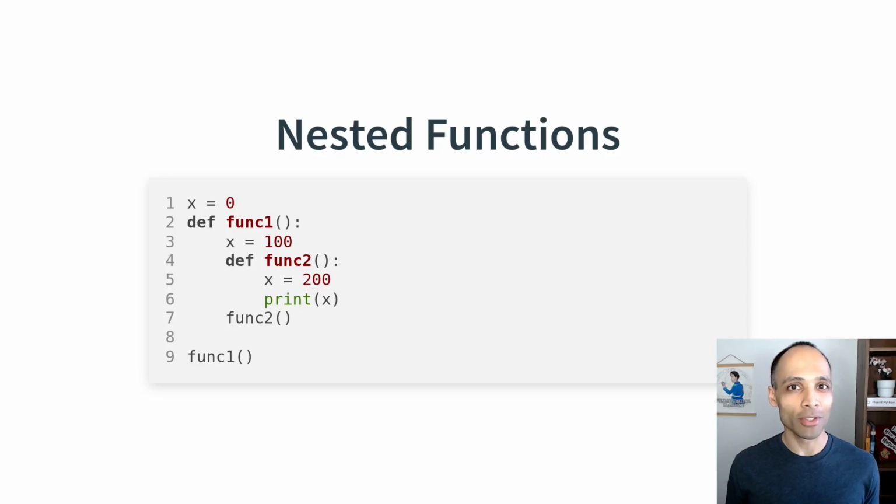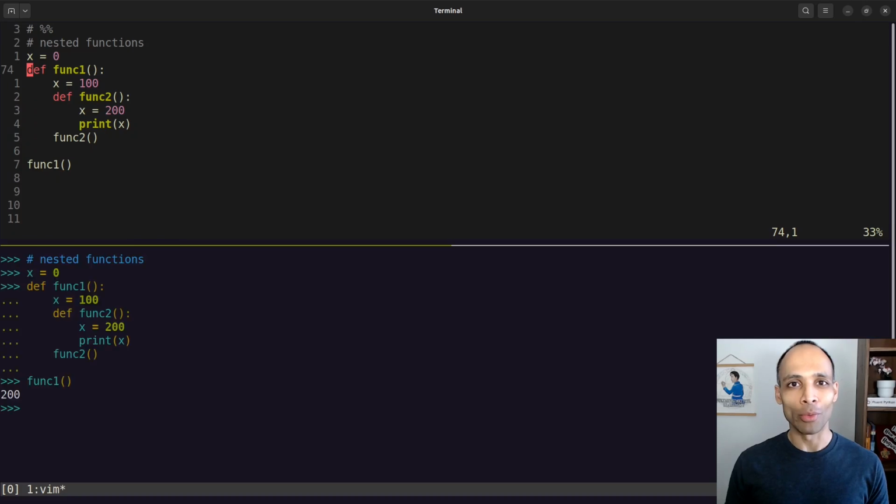Maybe you already know what's going to happen for this function. Specifically, when we call function1, what will be the output of our print statement? Will it be 0, 100, or 200? Let's see. Here's our function. When we run it, the output is 200, and that's probably not surprising.